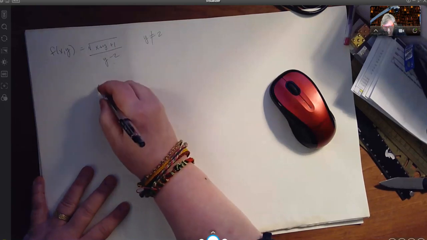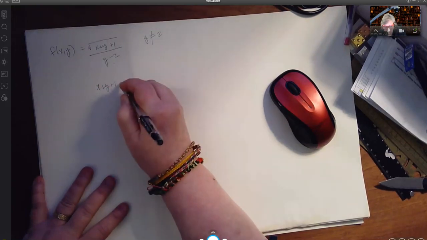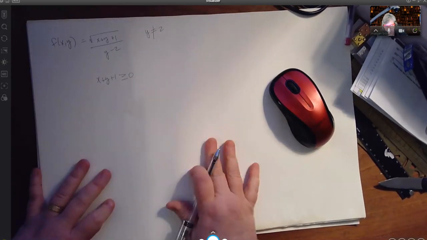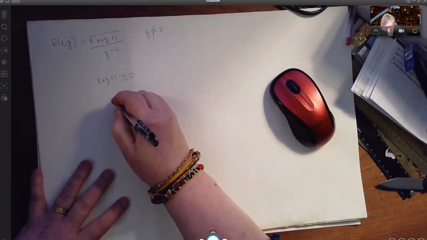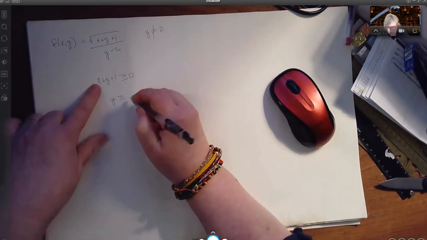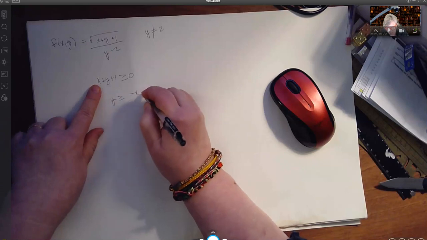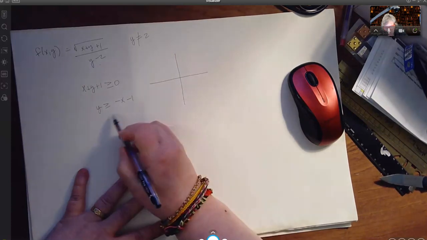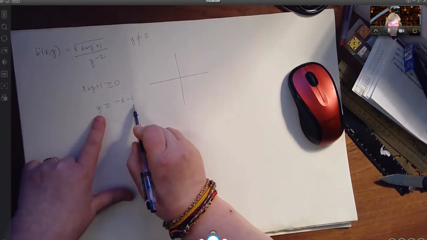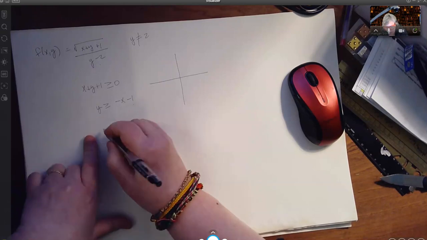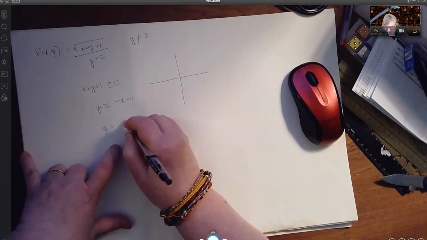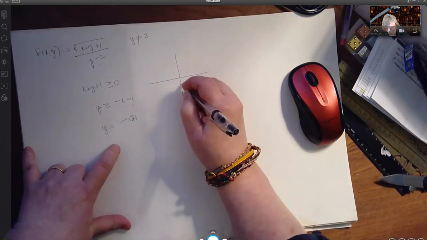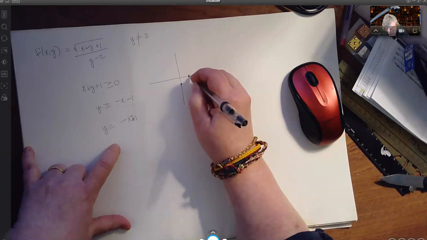The other thing is x plus y plus 1 must be greater than or equal to 0. 0 is okay because we can have 0 under the radical. So let me solve this. I have y is greater than or equal to negative x minus 1. Graph this. This is the edge of our region. It's a line. So I'm thinking of the line y equals negative x minus 1. So it goes through here.